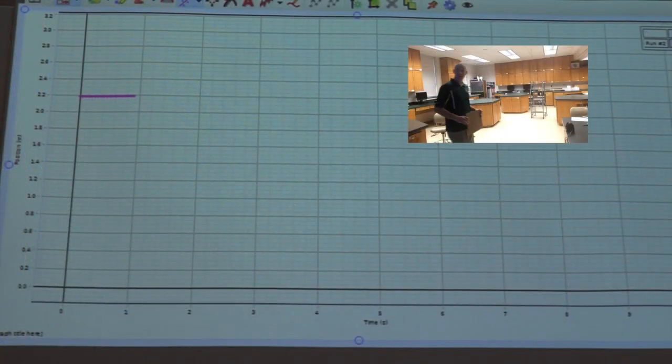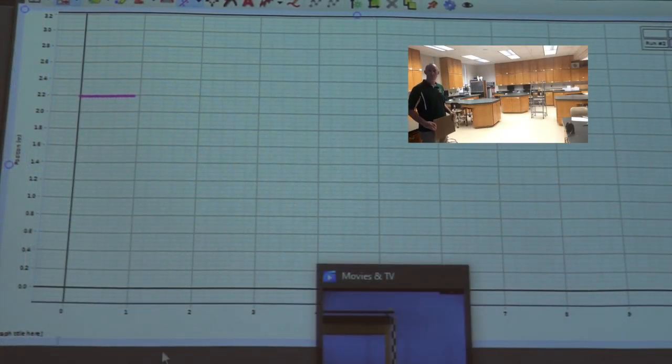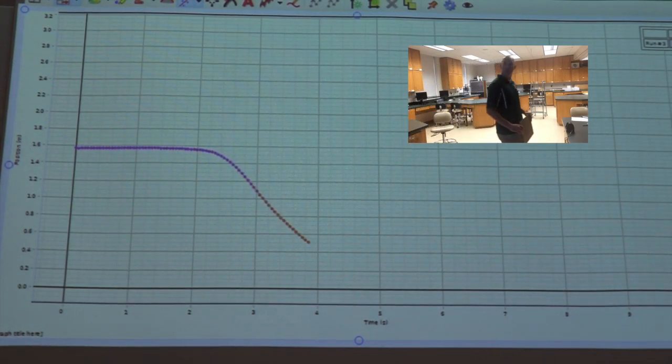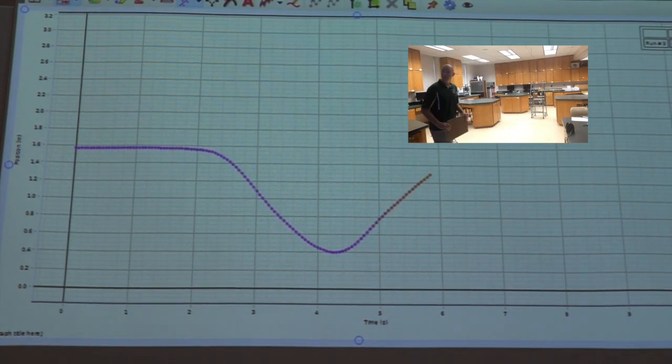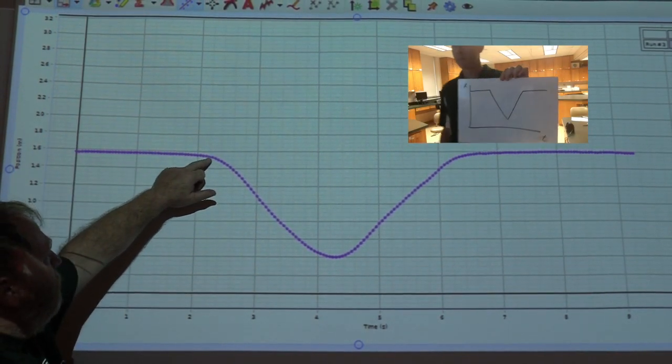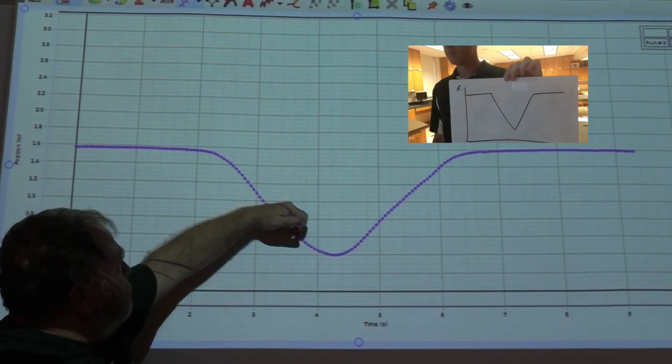So let's give it a try. Okay, I'm going to press record, and I'll keep recording until you tell me to stop. All right, so I get my nice flat line, I move forward, I move away, and then I get my nice flat line. Hey, that looks great. I got myself a flat line right here. I've got a pretty gosh darn good straight line.